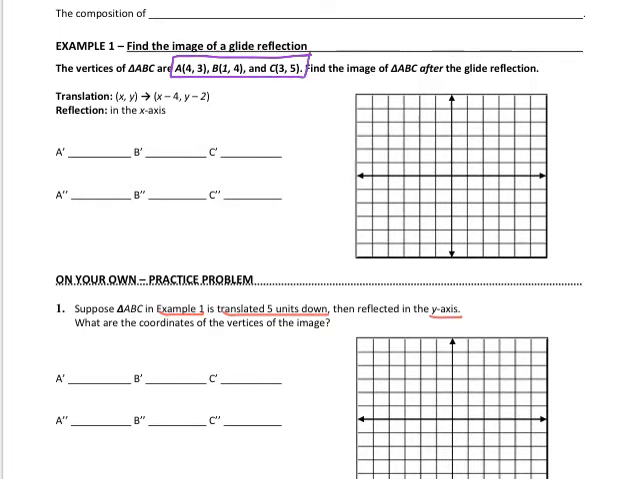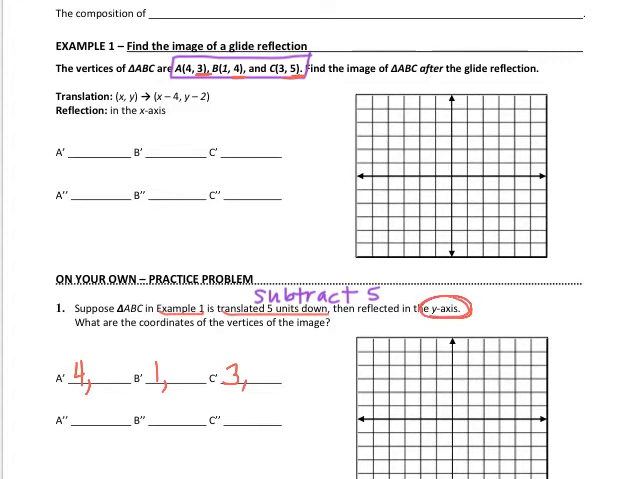And when we translate down 5 units, we're subtracting 5 from each y value. The x values are going to remain the same. So my x for A prime is 4, my x for B prime is 1, my x for C prime is 3. And then you just need to subtract 5 from each of the y values to get the new y points. Okay, and then it says reflect in the y-axis.